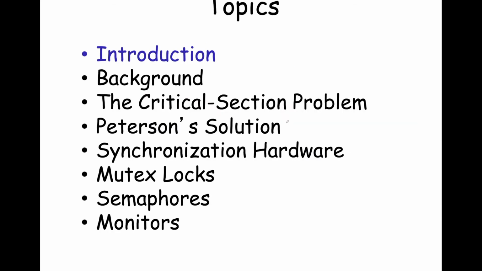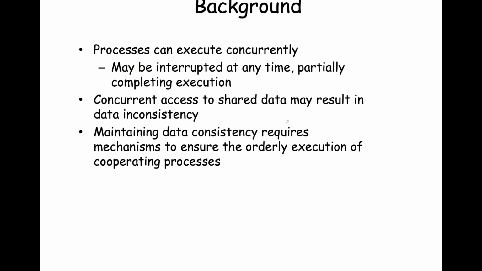All right, so let's go into some background information. Processes can execute concurrently. We know this at this juncture, and they can be interrupted at any time. And when you're interrupted, you only have partially completed execution. And we saw that with that example of this balance being added to with a deposit and interest being compounded. Thread 1 was context switched. It was interrupted through something like round robin scheduling. And then thread 2 was executed. And then thread 2 was interrupted, and then thread 1 resumed.